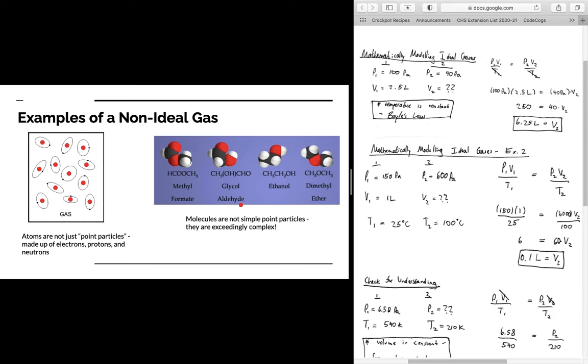Molecules are not just simple point particles. They're exceedingly complex. So we have methyl formate, glycolaldehyde, ethanol, dimethyl ether. Say that three times fast. I just pulled this off the internet. I don't know what any of these molecules mean, so I need to go back and brush up my chemistry. But we can see here that each of these molecules is exceedingly complex. They contain chemical bonds, they contain different atoms, and they take up space.